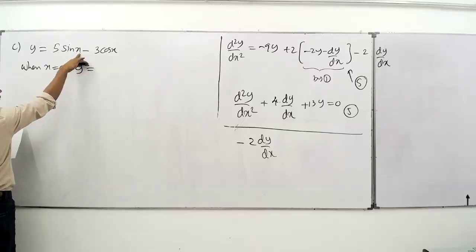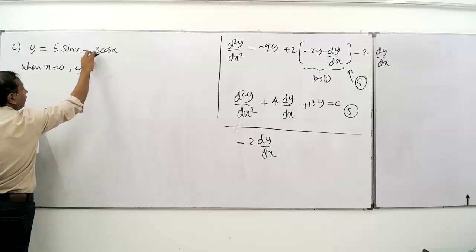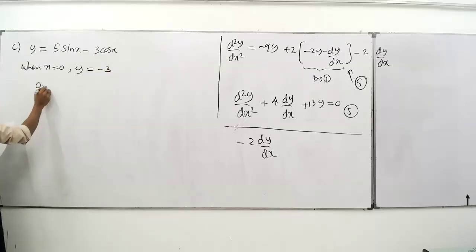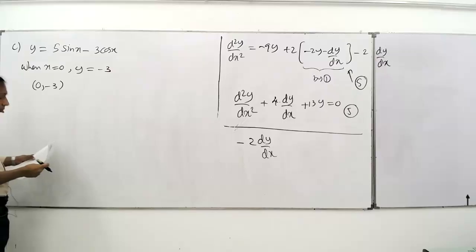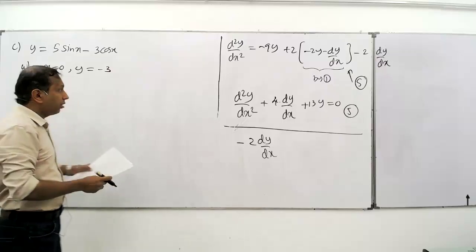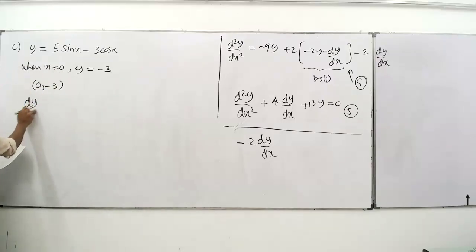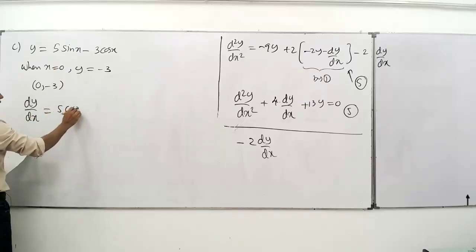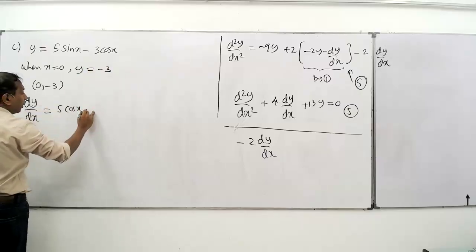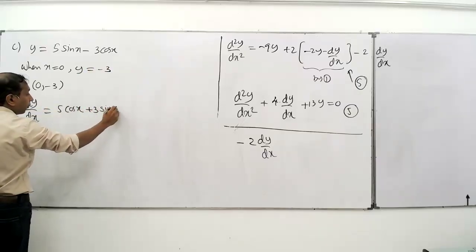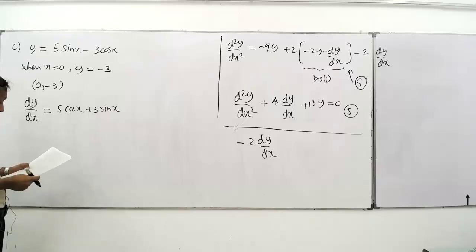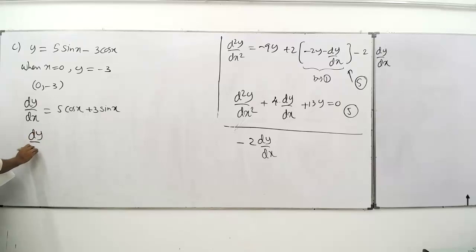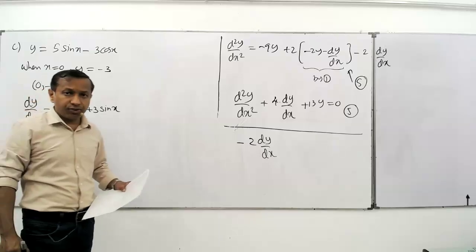Put 0 here, sin 0 is 0. Cos 0 is 1, then we get minus 3. The point is 0, minus 3. Okay, right. Now we'll differentiate this, dy by dx. Derivative of sin x is cos x. Cos x is minus sin x. This is what we get. And dy by dx means what, people? Gradient, no? Gradient we need, yeah, at x equals 0.